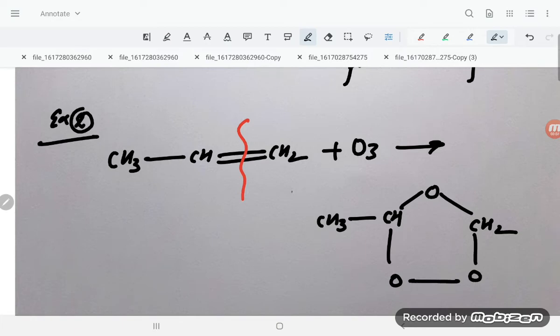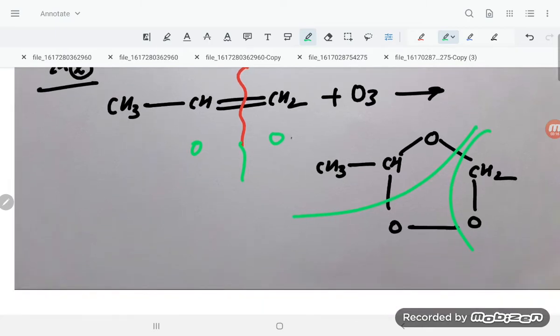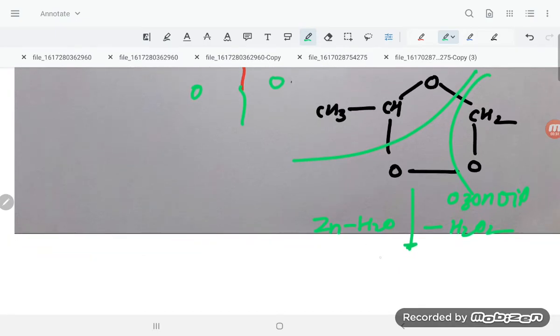This means one oxygen is adding here and one oxygen is adding here. So you can see this is getting split in such a way. This is the ozonide, students. If it is splitting, we take Zn and H2O, and it comes out in the form of hydrogen peroxide and zinc. So what product are you going to get, students? You are going to get ethanal.